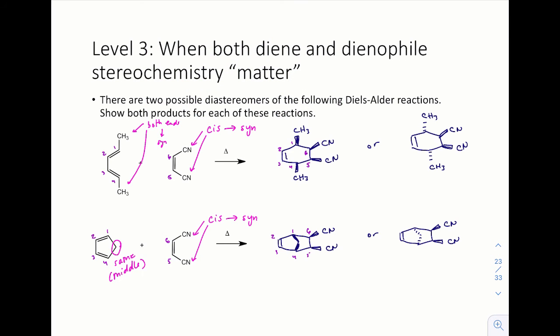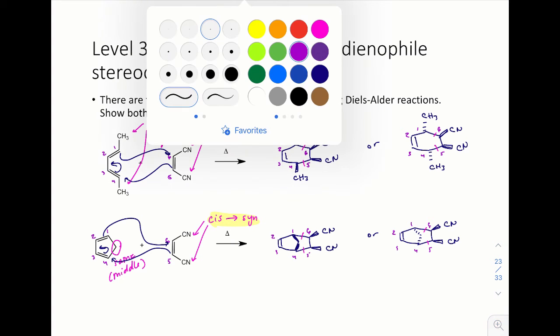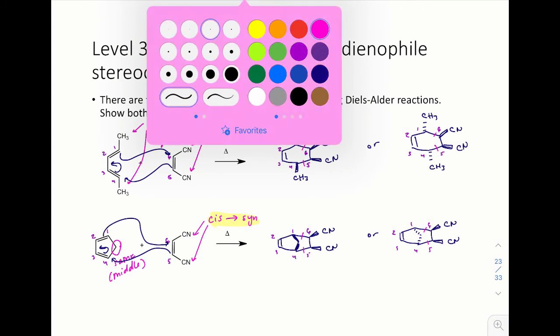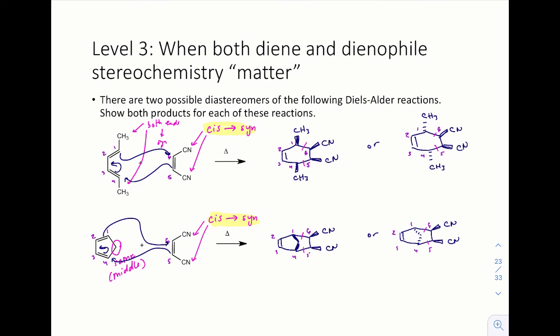Let's start by drawing the curved arrows for each transformation. For the first transformation like this, where these two bonds will be made. For the second transformation, same curved arrows. It's always the same for the Diels-Alder, right? So the pi bond is made, the two sigma bonds are made. Keeping in mind what we summarized on the previous slide, in the dienophile, the electron withdrawing groups are cis for both reactions. Thus, we expect them to be syn in the product.